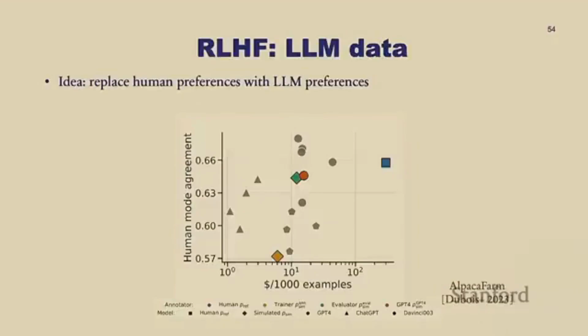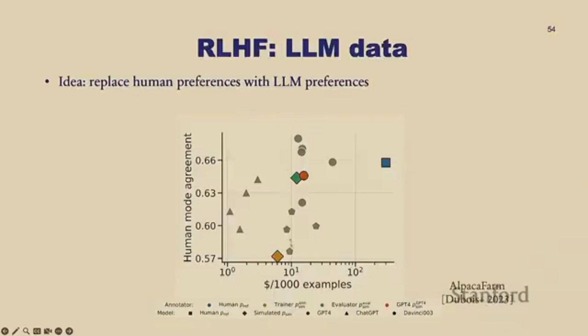So what we did last year, again the same thing as Alpaca, was the idea of, well, there are challenges with humans, maybe we can just replace them with LLMs. So what we did is simply replace human preferences with LLM preferences.